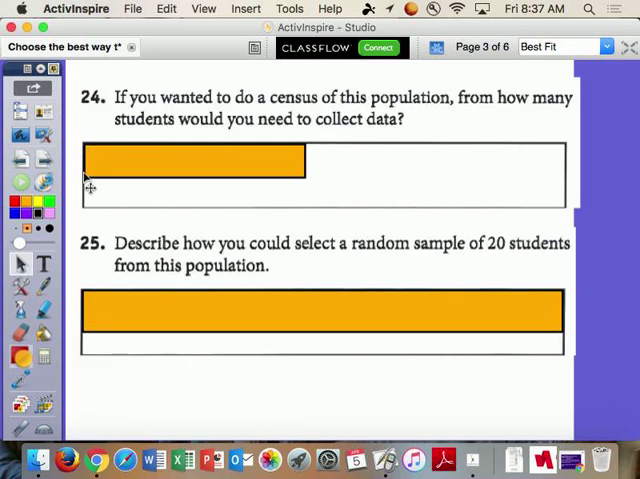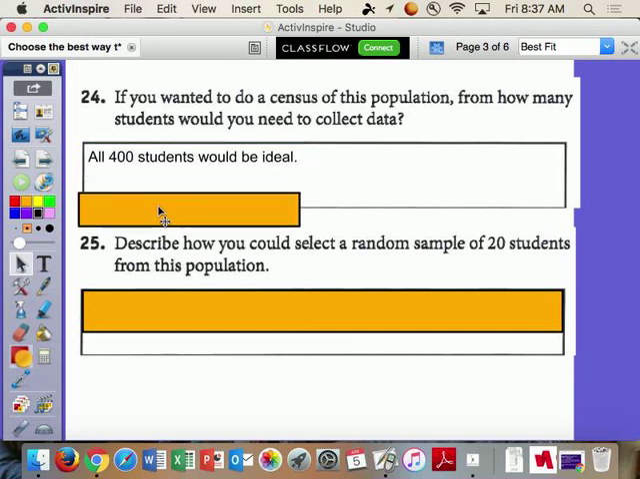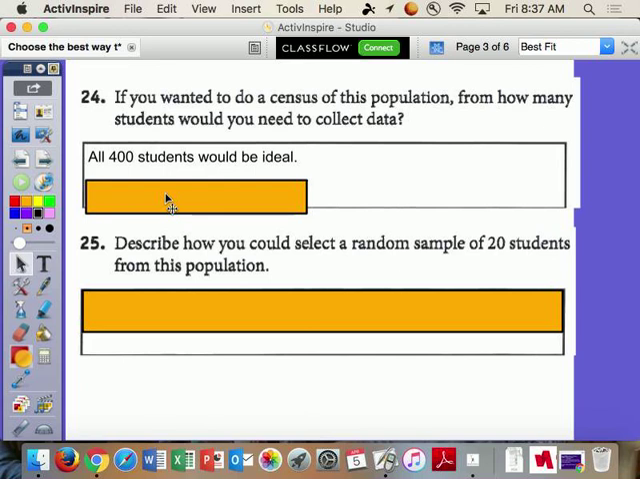Alright, if you wanted to do a census of this population, from how many students would you need to collect data? So census is just telling us about every single person. So the United States does this every few years or so to figure out who's in the country and how old everybody is, how many children people have, all that stuff. That's how they get all that data about our country, okay? So ideally, we would want to know about all 400 students, okay?